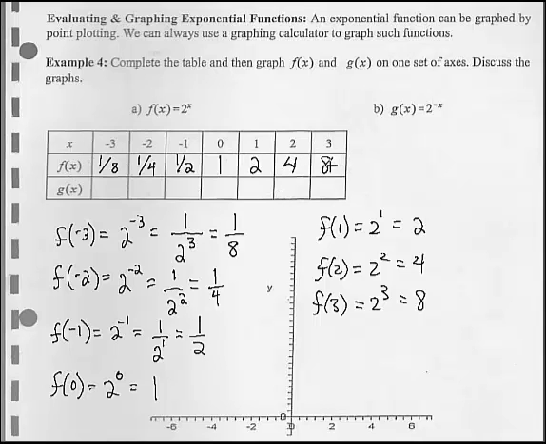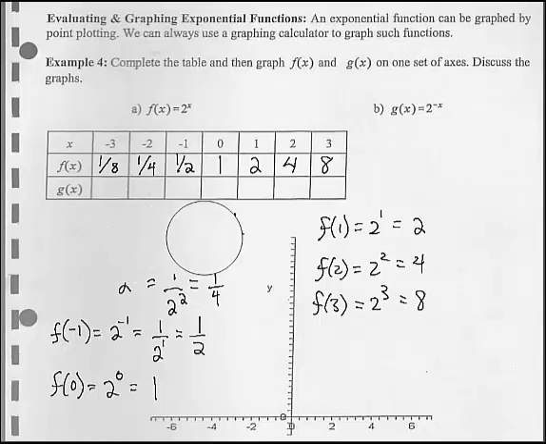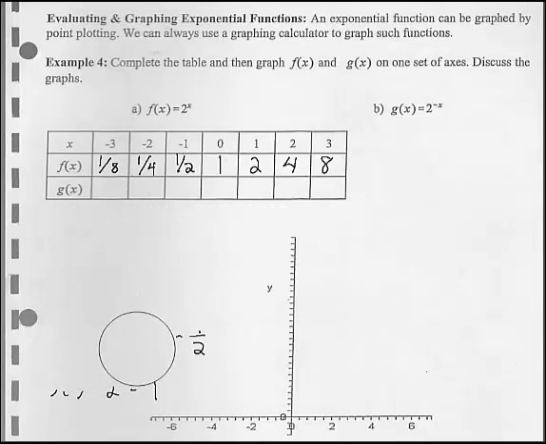Before I plot f of x, I'll go ahead and erase this, and I'll use that space to calculate g of x. We have the same base, but now we have a negative x as an exponent. And we have a different label for this function, g, and so we want to calculate the outputs for g of x using negative 3, negative 2, and so on.